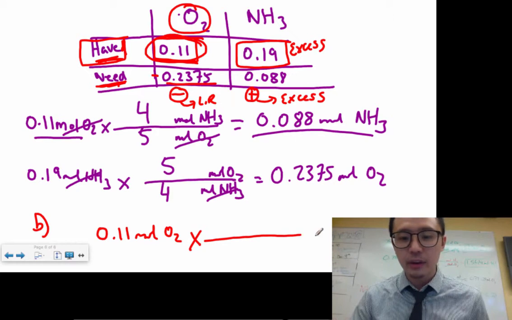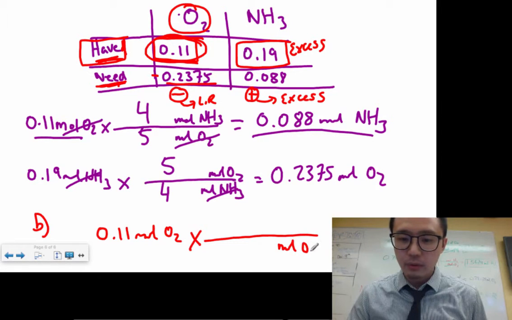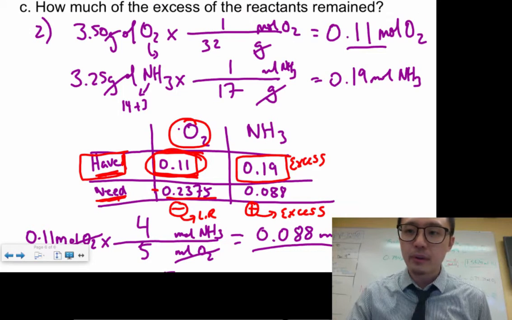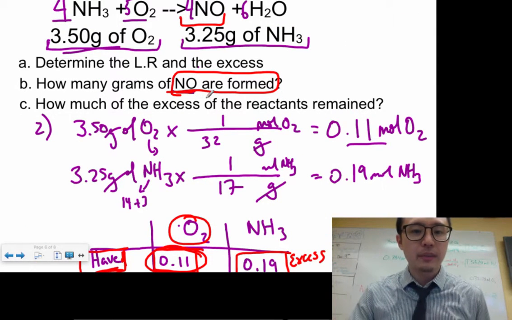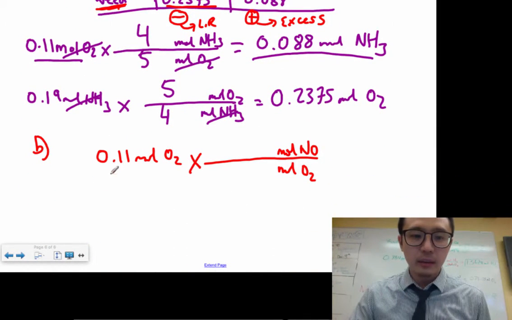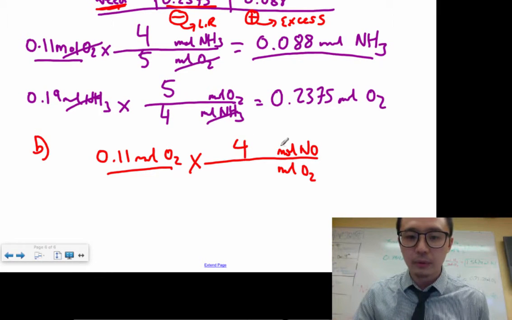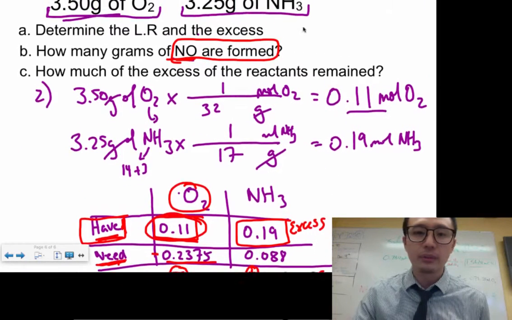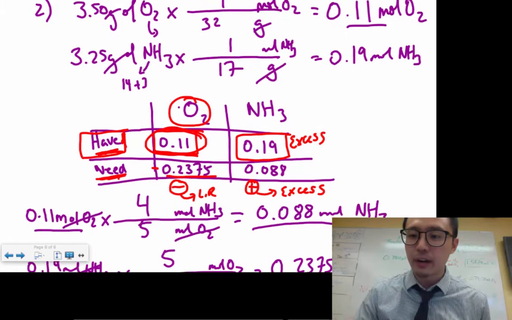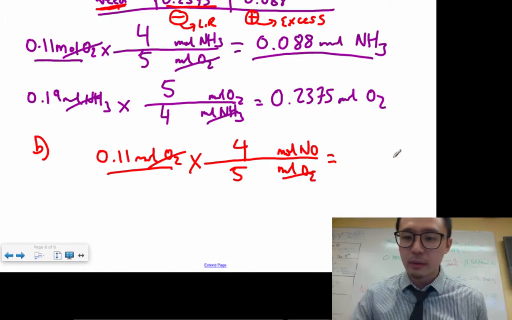I'm going to use stoichiometry because I need to calculate the moles of the other. So this is my moles of O2. And what am I asked for? I'm asked for my nitrogen monoxide, NO. How many grams of NO are formed? So I'm using this limiting reagent, calculating the moles of the other one. The molar ratio is 4 to 5, so I'm going to put 4 to 5 into my stoichiometric ratio, and then cancel my moles of O2, giving me moles of NO.